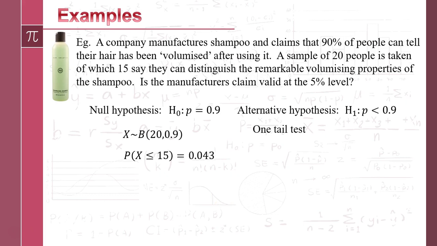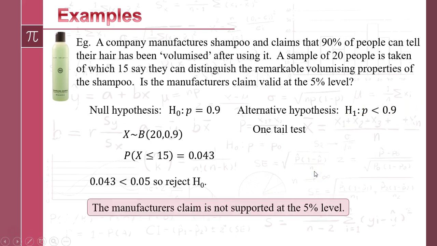So what we're saying is the result that we got, 15 people saying they can distinguish it, is really unlikely if 90% of the people could tell. That tells us that x less than or equal to 15 is in the critical region, so we are going to reject our null hypothesis and accept the alternative hypothesis, which is that it's actually far less likely that you can tell. So the manufacturer's claim is not supported at the 5% level, and that statement at the end is linked back to the original claim or the context.